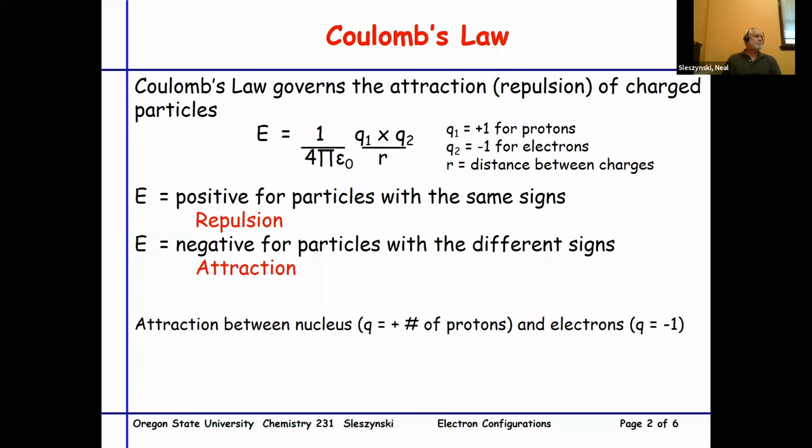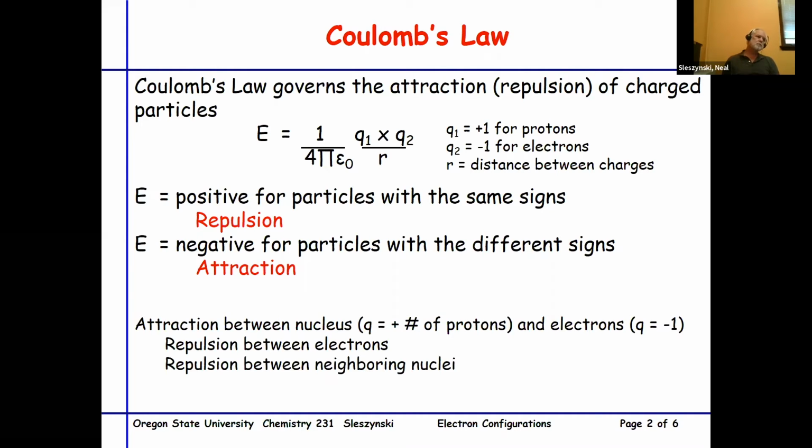We're talking about attraction between the nuclei, where Q equals plus the number of protons in the nucleus, and electrons, where the other Q is -1. Additionally, we have repulsion between electrons in different principal quantum numbers n, and repulsion between neighboring nuclei as we're bringing two atoms together to form a bond.